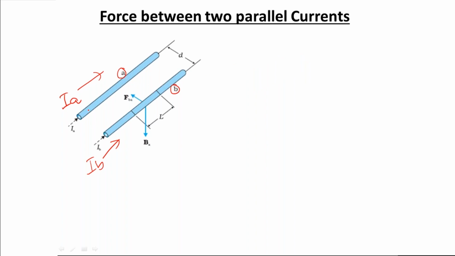You can see that because of the current IA through the conducting wire A, there will be a magnetic field created over the region where the conducting wire B is situated. We know that when a current carrying conducting wire carries a current, it creates a magnetic field around it. Because of that, there will be a magnetic field all over the region where wire B is situated. And just now I told you that when a current carrying wire is in a magnetic field, it will experience a magnetic force.